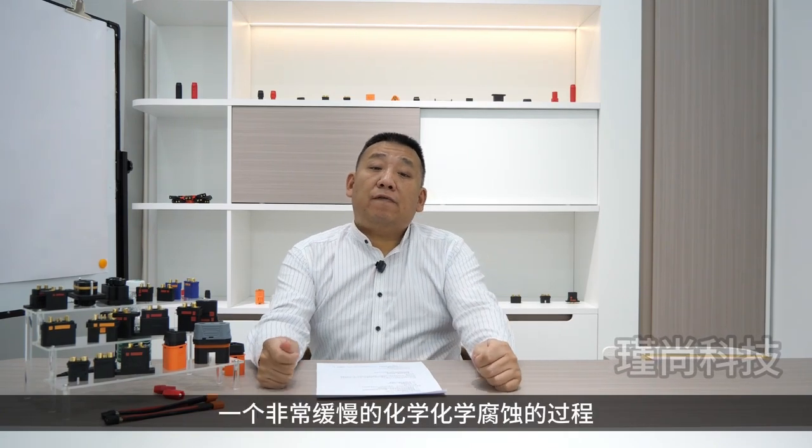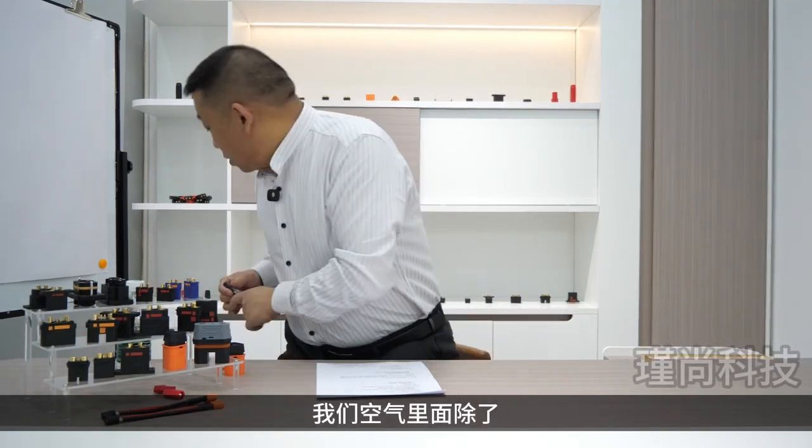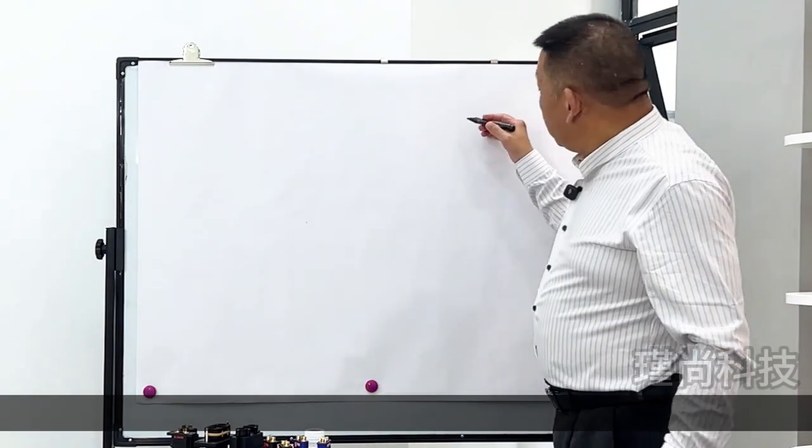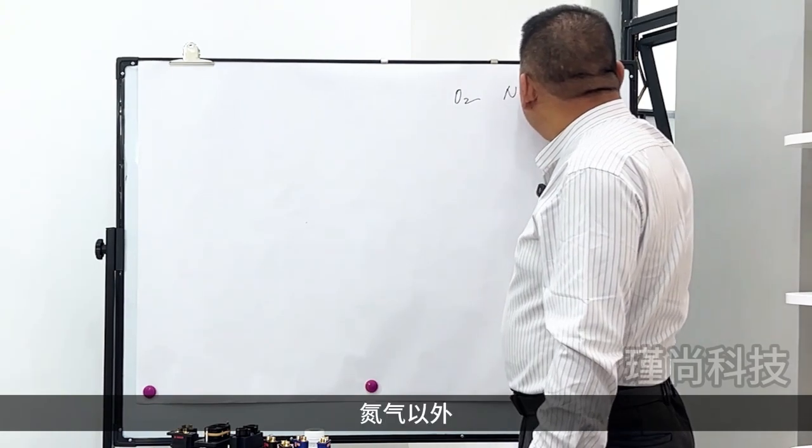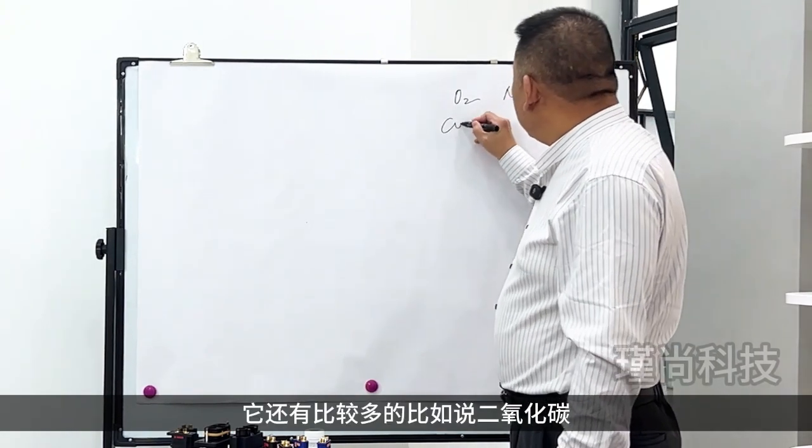What about when the humidity is relatively high? Connector conductors have some processes like electroplating, or surface and chemical treatment. What about metal in high humidity? It is extremely easy to generate some chemical corrosion, a very slow process of chemical corrosion, because in our air, except for the oxygen we often talk about and nitrogen, there is more, like carbon dioxide and sulfur dioxide.